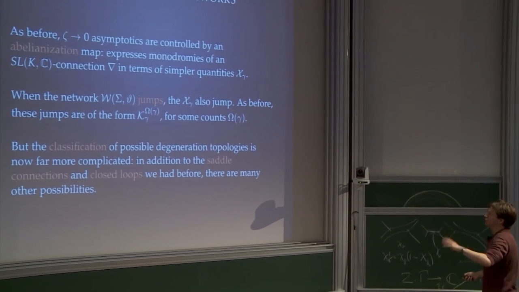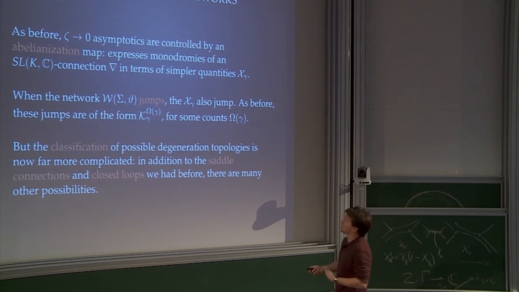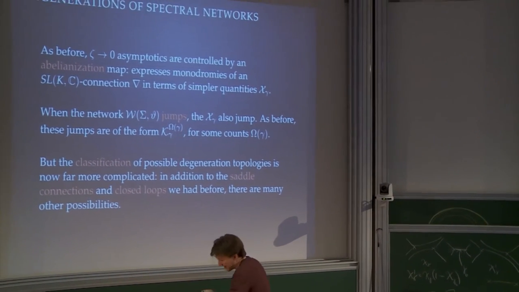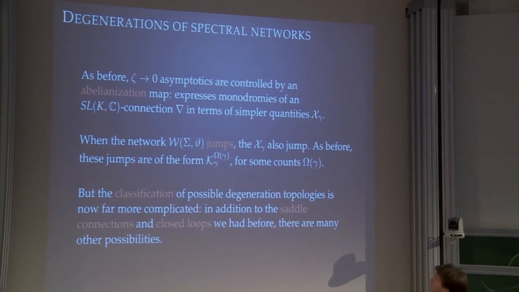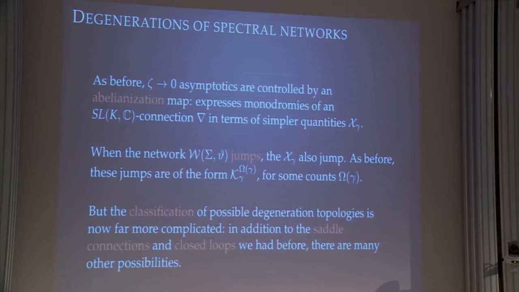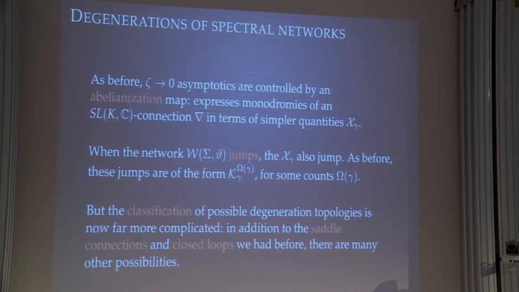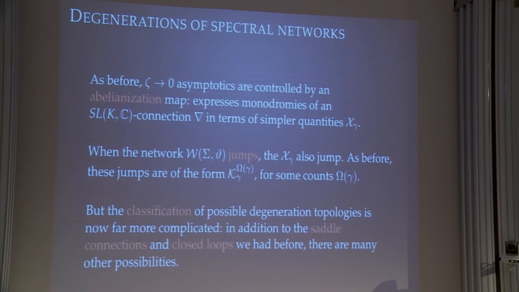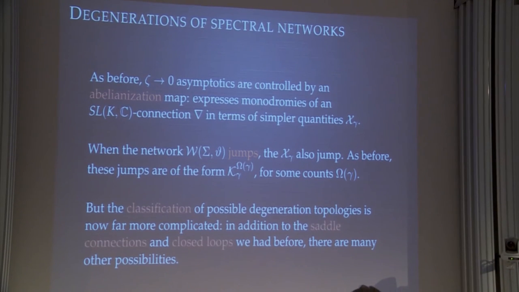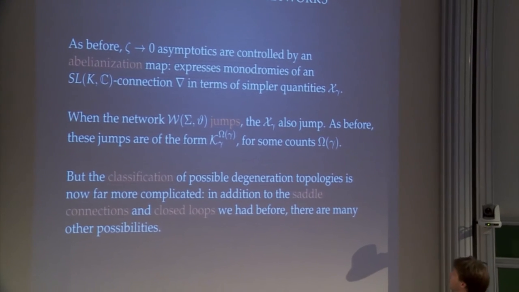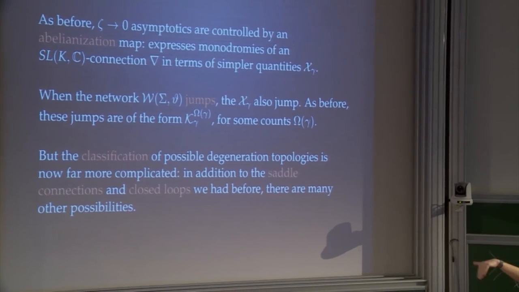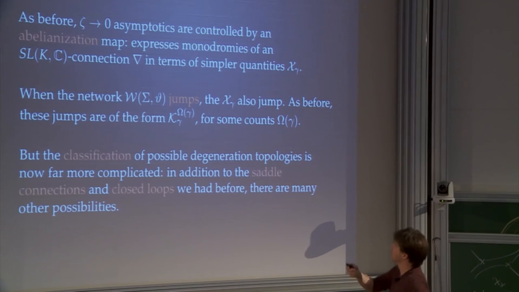Okay, so now, just as before, we could study the solutions of Hitchin equations and the corresponding families of flat connections, and just as before, the asymptotics are going to be controlled by a kind of abelianization. So you express the monodromies of an SLK connection downstairs in terms of some simpler quantities, which are holonomies of an abelian connection upstairs over the spectral cover.